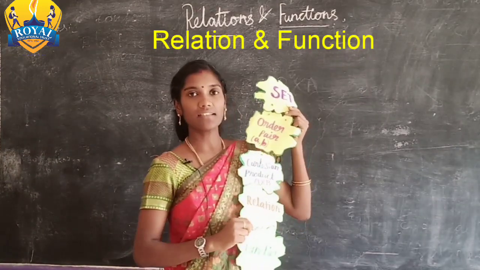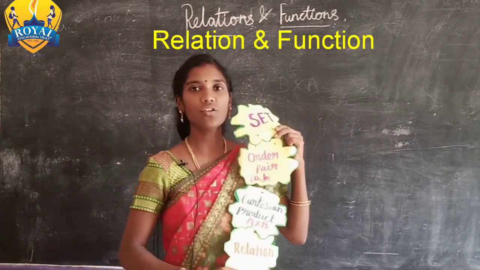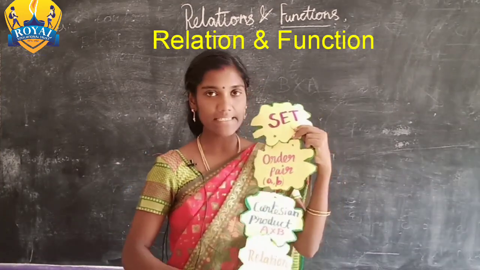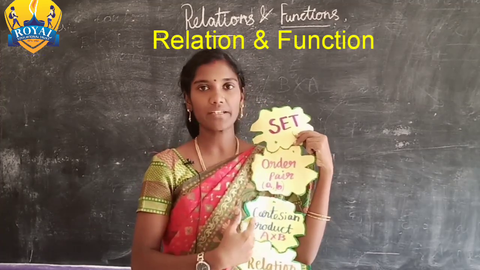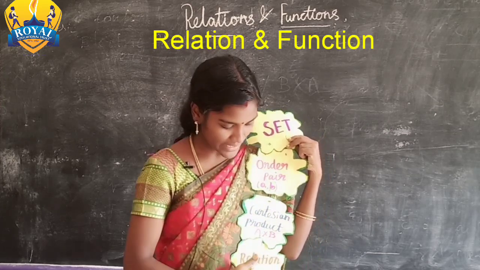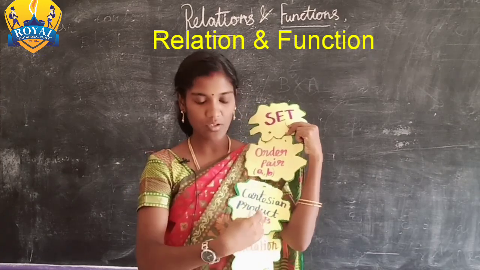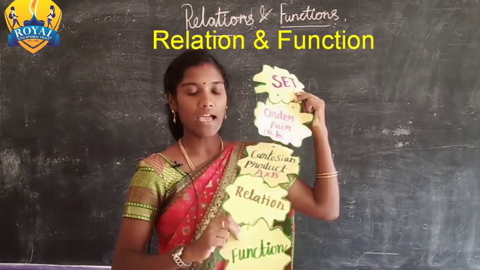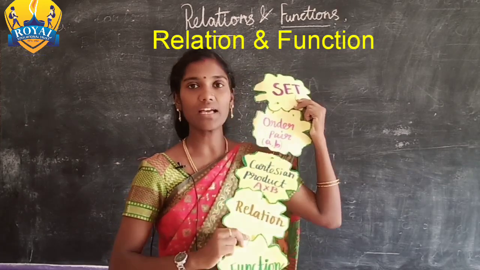If you start relation and functions, you have to know about set, ordered pair, and Cartesian product. These three are the basis of relation and functions. If you understand them clearly, it will be easy to learn and understand relation and functions.